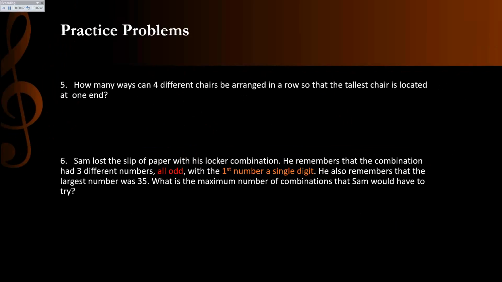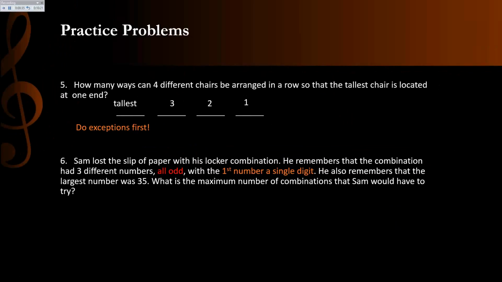How many ways can 4 different chairs be arranged in a row so that the tallest chair is located at one end? All right, first of all, let's put our 4 blanks down because we're looking for 4 different chairs. Oh, and then they said the tallest was going to be at one end. Well, I have to always do the exceptions first. So if I know that my tallest is going to be perhaps at this end, and I only had 4 to choose from, then my next numbers would be 3, 2, and 1.